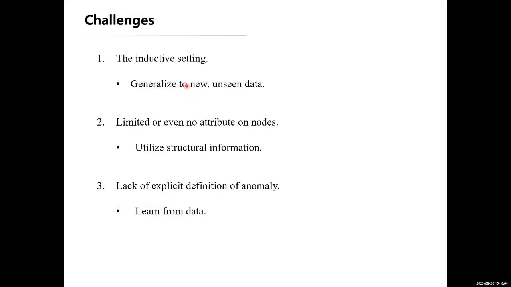There are three challenges for this problem. The first one is the inductive setting. It means the proposed solution should be capable of generalizing to new unseen data. The second challenge is the limited or even no attributes on nodes in the graph, which is quite common in practice. So we need to utilize the structural information. The third challenge is the lack of an explicit definition of anomaly. It means we need to learn from the data.